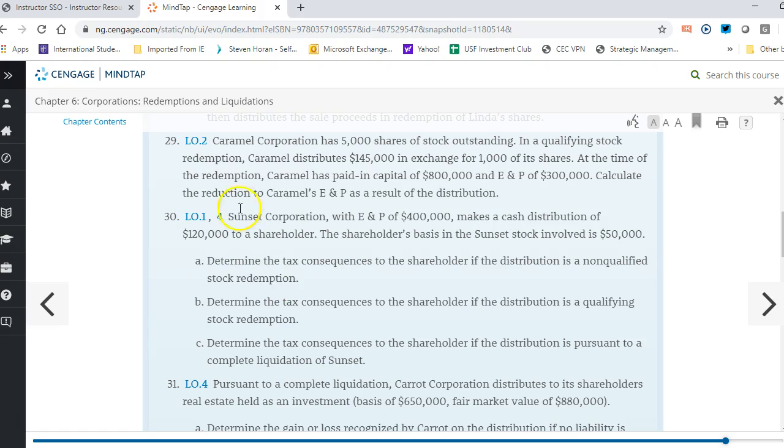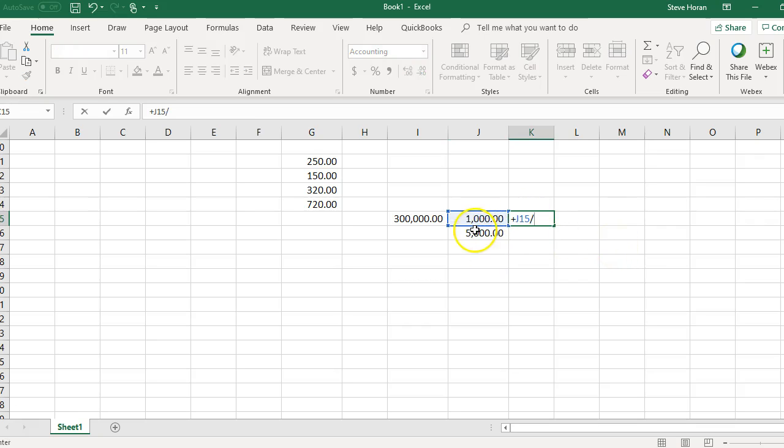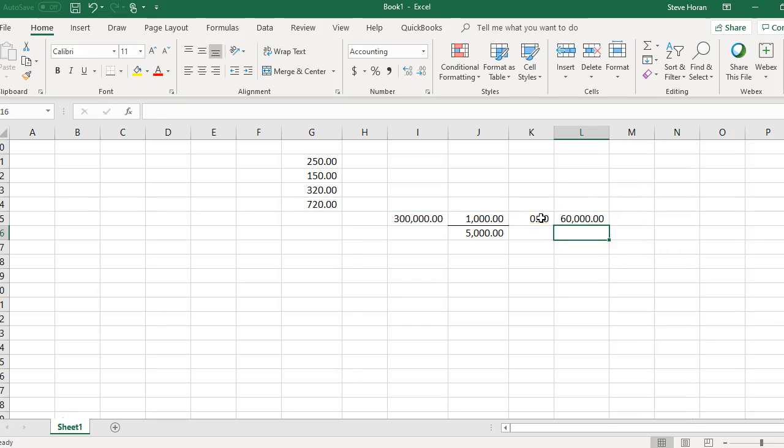And remember that from this perspective, we're looking at Carmel Corp. We're looking at how this reduces their E&P. So this is the corporate side. We don't know anything about the individual who received the redemption. So I'm taking the existing E&P and reducing it by 300,000 multiplied by 1,000 divided by 5,000, which is 20%. Then I take the 300,000 times 20%, and I get 60,000.